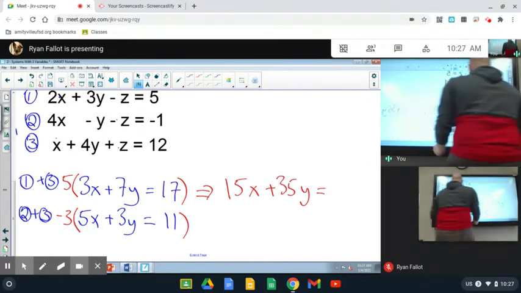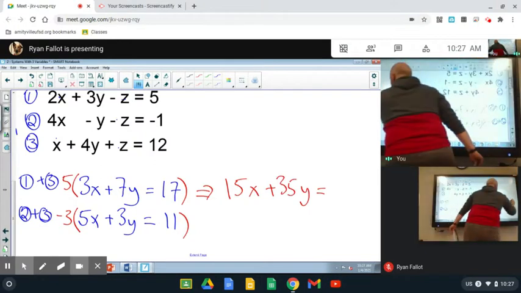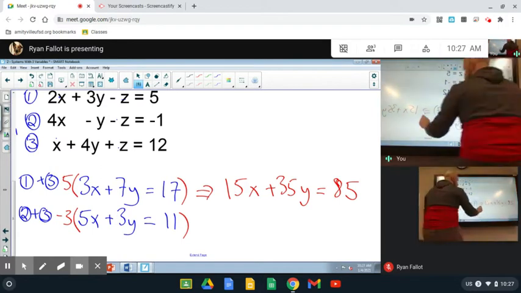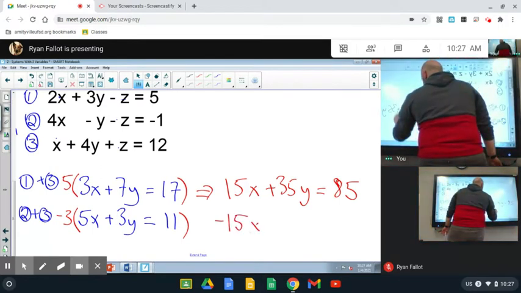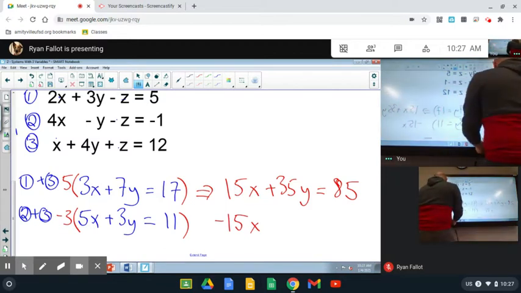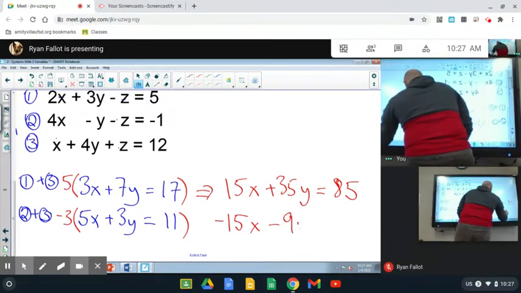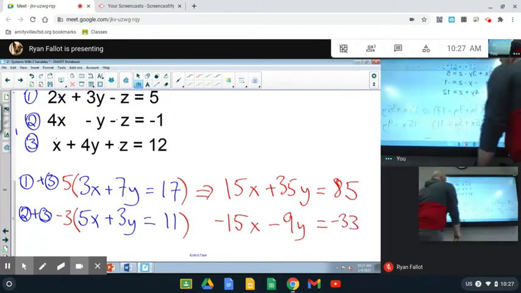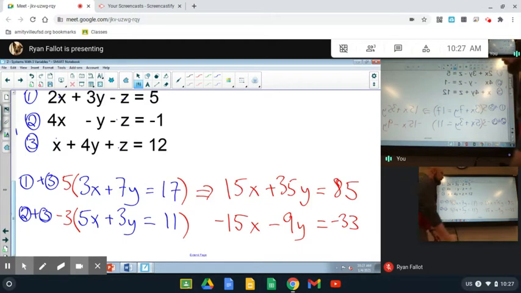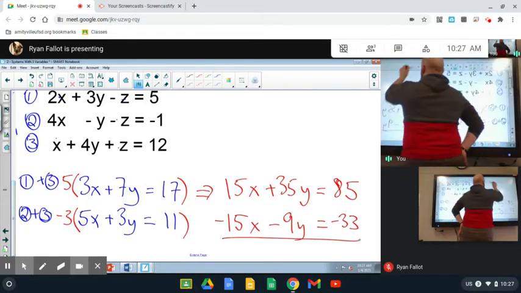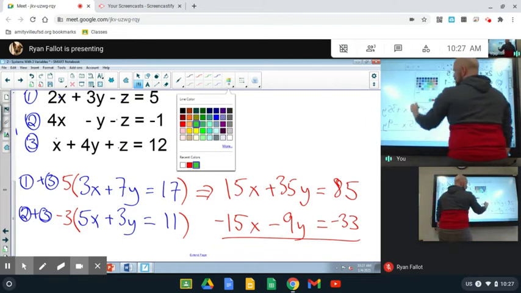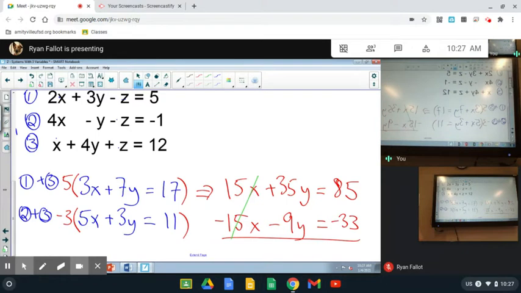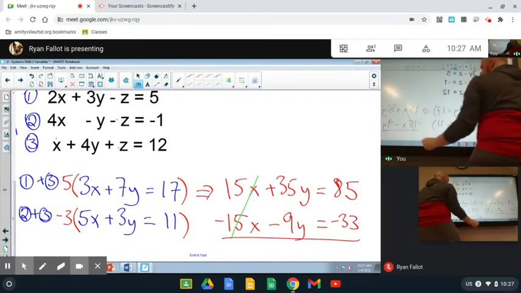And that's going to be equal to 5 times 17, which is 85. On the bottom, you're going to have negative 3 times 5x, which is negative 15x. You can see right there, we're going to be able to cancel those out. Minus 9y, and that's going to be equal to negative 33. Okay? So by doing that, we can now eliminate these x's. Negative 15x and positive 15x will cancel each other out right there. Okay? So then we have 35y and negative 9y, which is going to be 26y.